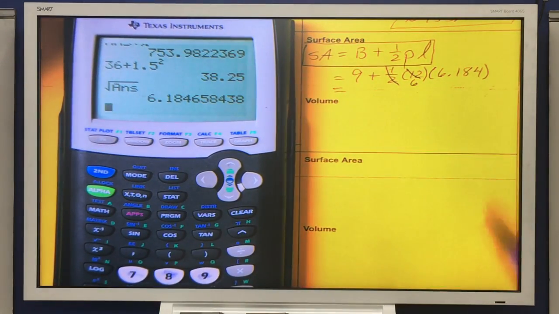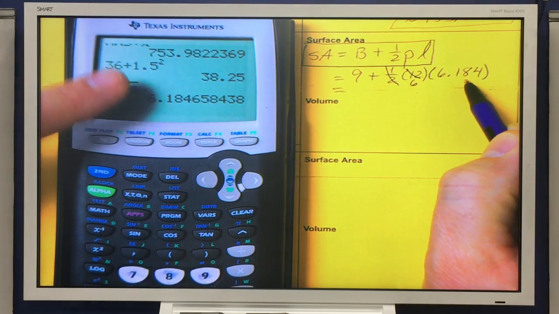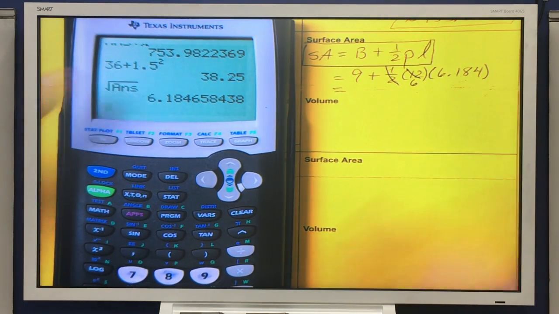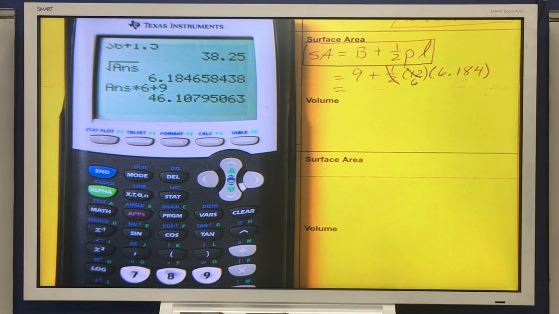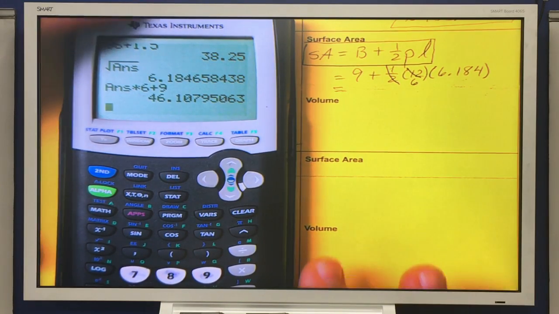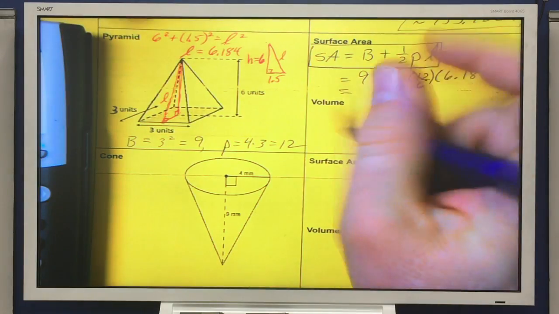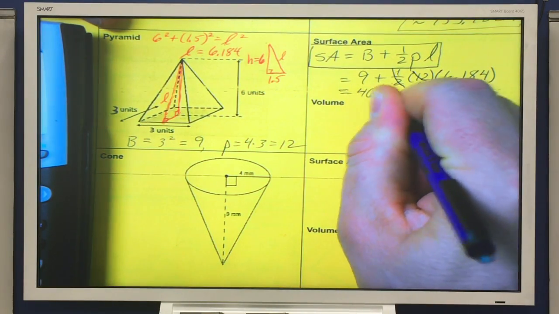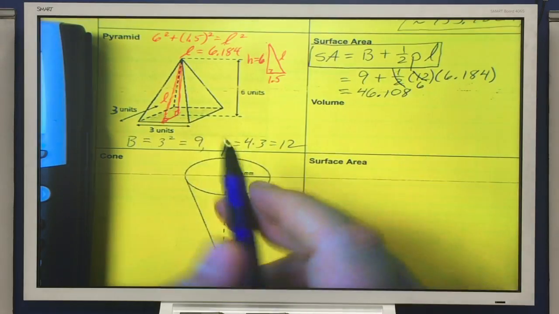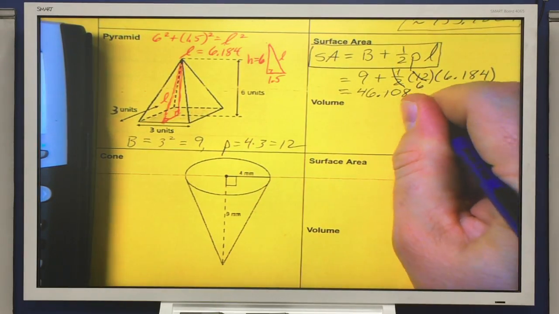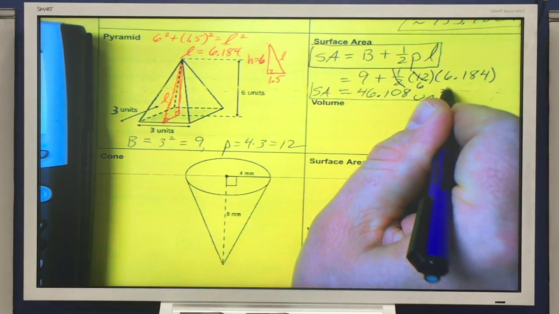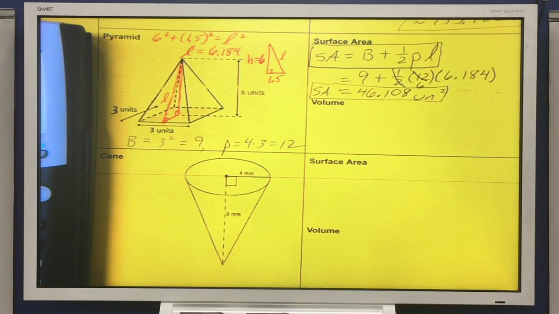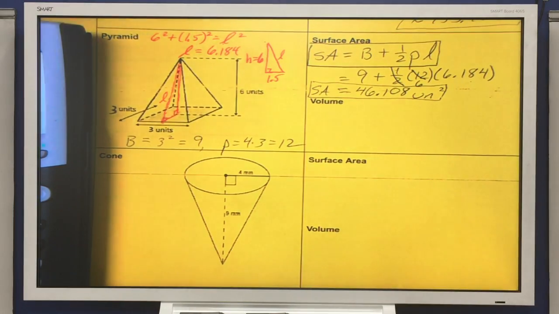And I'm going to work from right to left because the last answer I have in my calculator is this decimal here. So in other words, I'm going to go times 6, times 6 plus 9. And my surface area, after all that effort, is 46.108. 46.108, and they don't give us units, so square units. Done and done. All right.